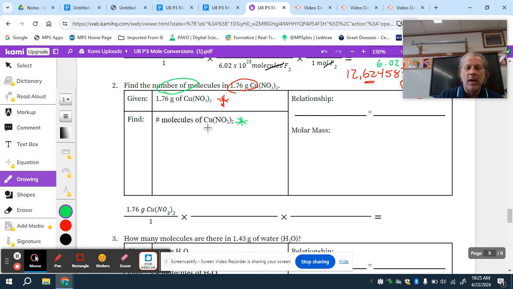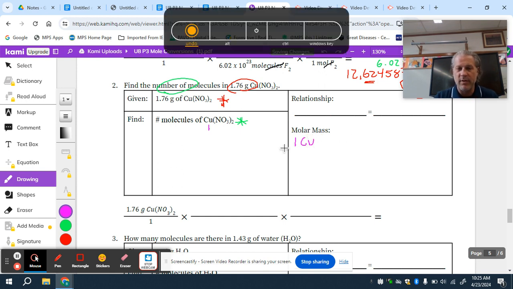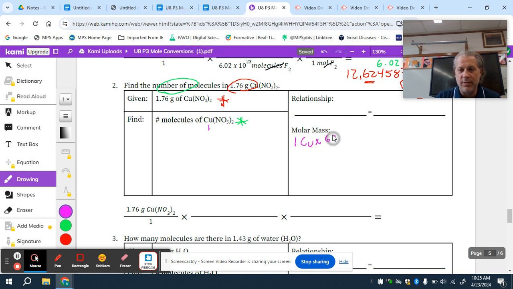So in this problem, it looks like I have Cu, or copper, and there's one of them. So I'm going to take 1 Cu times the mass of copper, which is 63.55. Those are ugly. Let's try that again. Cu times 63.55 grams over 1 mole. And we're going to multiply that right out right away, which is going to be 63.55 grams in 1 mole of copper.